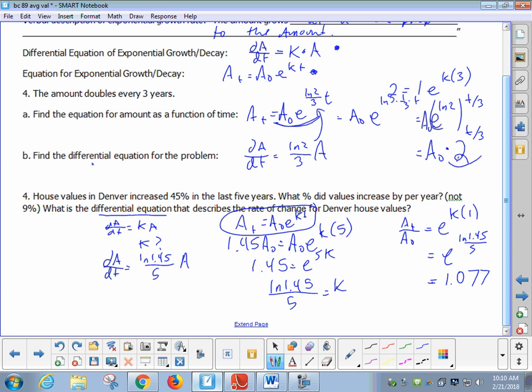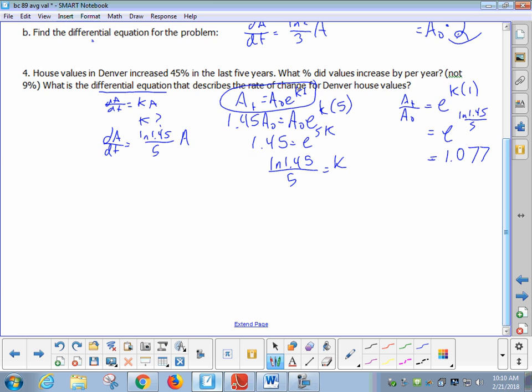1.077. Okay, right. Does that mean the growth per year is 107%? No. Every year it's growing by a factor of 1.07, so as far as percent growth, it's 7.7%. Now, because of the compounding, that's how it's getting up to 45% total.